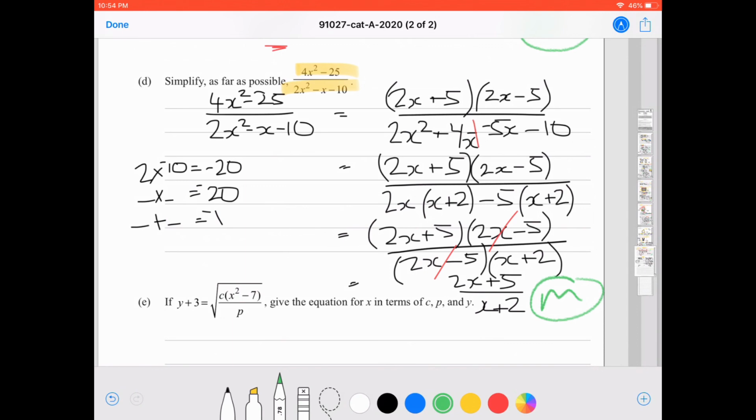Achieved: factorizing the numerator or the denominator. So our denominator took a bit of time. You wouldn't get the achieved until late in the process, but factorizing the numerator, that would get you achieved as early as that step here.